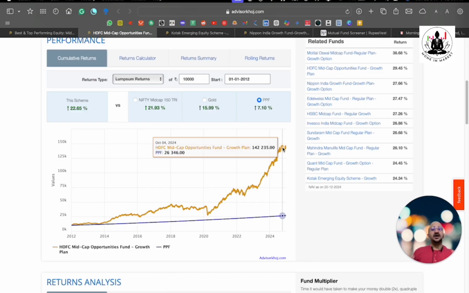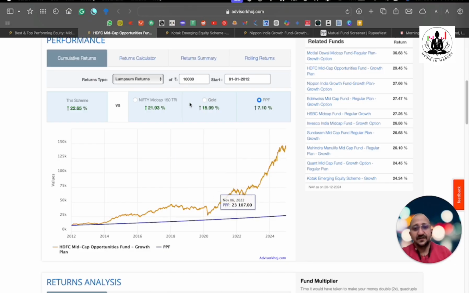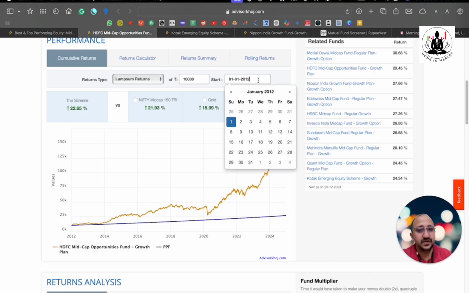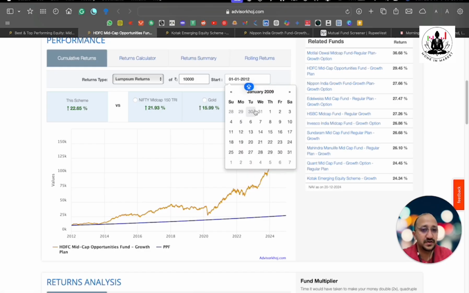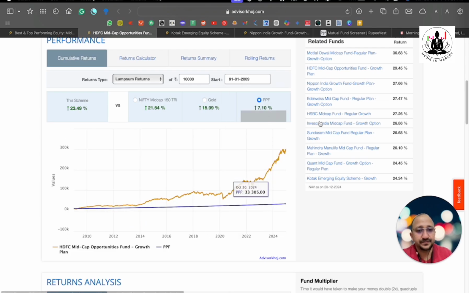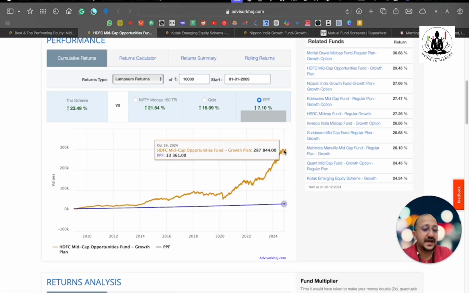This is a difference, guys. So what I want to say, we are investing just 10,000 rupees, just once in lump sum. If I increase this amount and if I increase the duration, guys, my returns will also increase. So if I increase the duration from 2012 to 2009 this time, 1st January 2009, let's see how it works. Let me check it out. Now, guys, it would be 2,87,000. The money is getting compounded. So that is why it is so important.